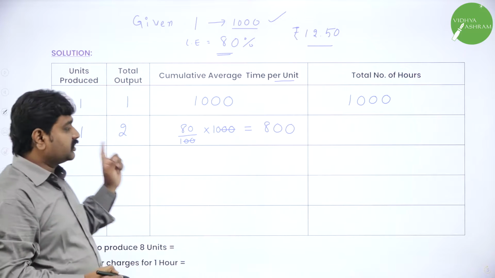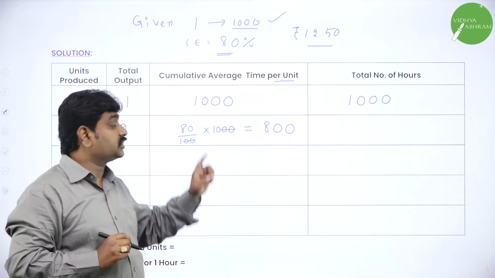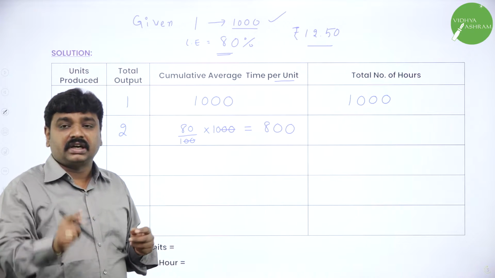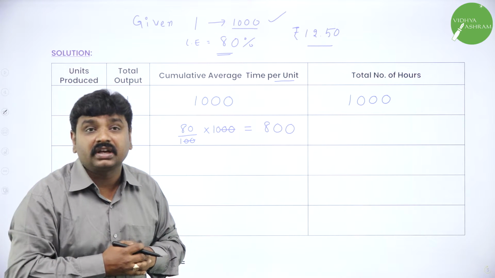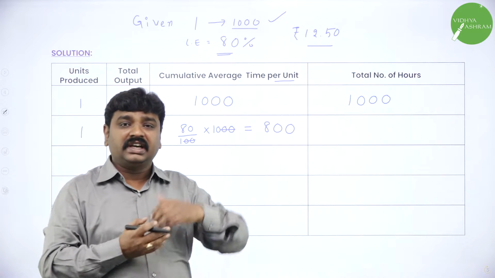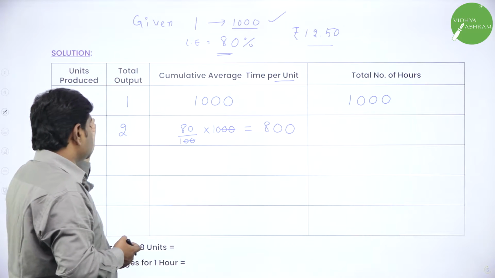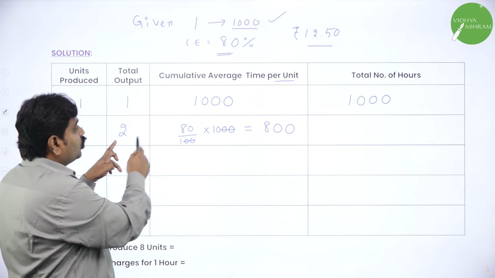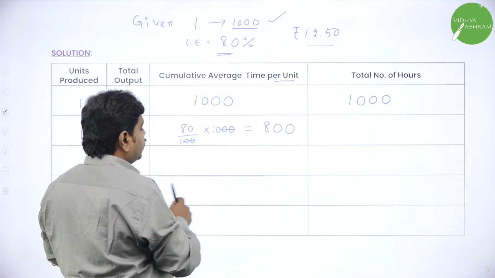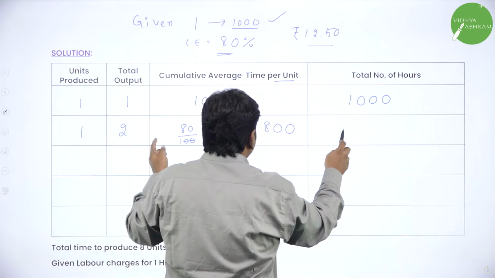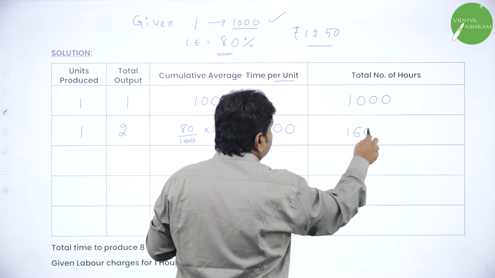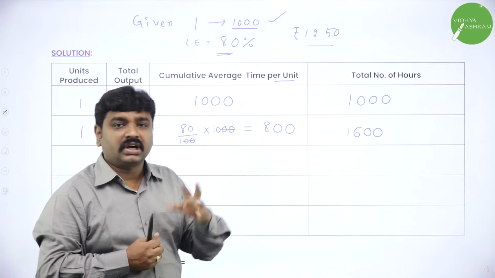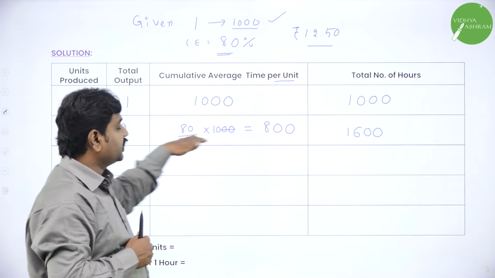Please understand, for the second unit you are taking 800 hours, the first unit 1000 hours. For the second unit, 80% of 1000 hours, you will not take 1000 hours, you will take less than that. I told you first when I defined what a learning curve is. The learning curve concept deals with the decrease in the total number of hours with increase in units. So now it became 800 hours. Now you are producing a total of 2 units, so 2 into 800, which is 1600. So to produce the first and second unit put together you will take just 1600 hours, you are not taking 2000 hours. I hope all of you understood the second column.